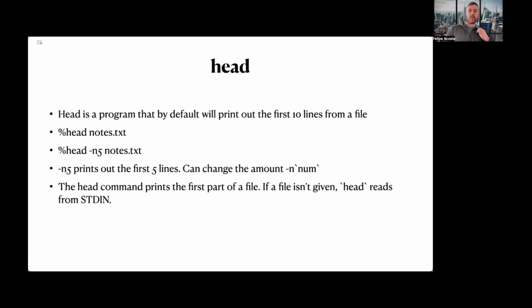All right, head is a program that by default will print out the first 10 lines from a file. You could do something like head notes.txt, and then you can specify how many lines to print with the -n flag, such as head -n 5 notes.txt. Basically that would print out the first 5 lines. You can change the number to whatever amount of lines you want to print. The head command prints the first part of a file. If a file isn't given, head reads from standard input. So let's play around with this one right now.